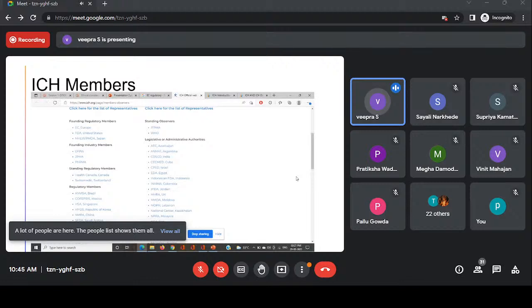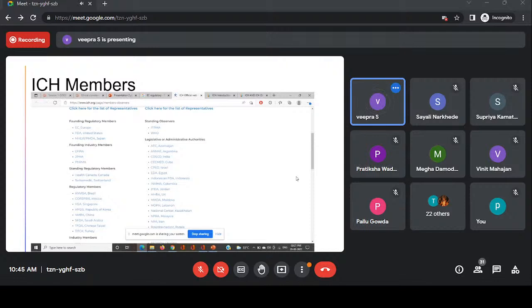Also it contains some industry members. So industry members, which is also European Federation of Pharmaceutical Industries, are present. Then Japan Pharmaceutical Manufacturers Association is present. Then Pharmaceutical Research and Manufacturers of America is present. Then also it contains the Canada Regulatory Authority and Switzerland Regulatory Authorities.